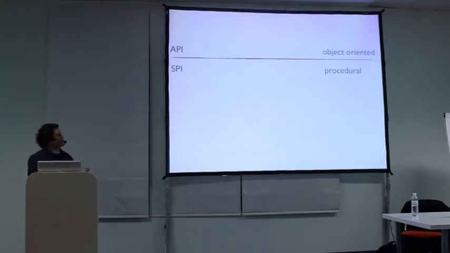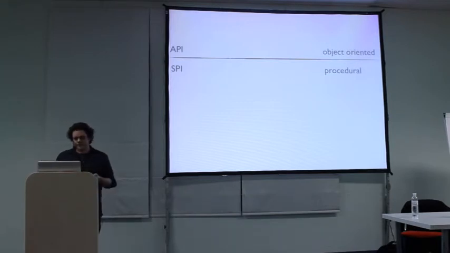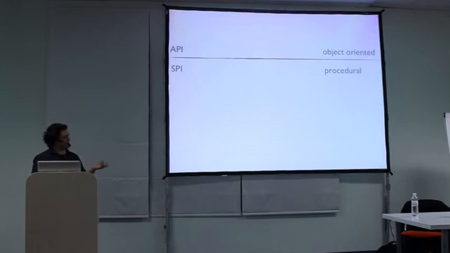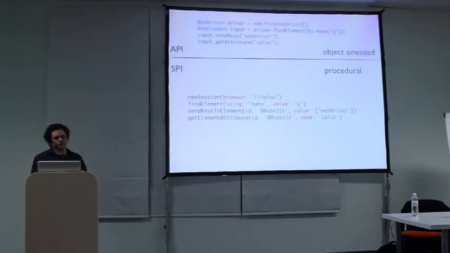Another important difference is that the API is object-oriented, but the SPI is procedural, because it's basically meant to map to remote procedure calls underneath. So the SPI is basically a flattened version of the API.